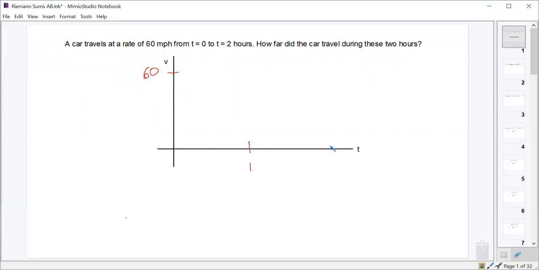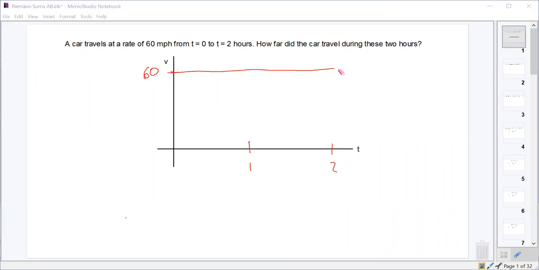There's t equals 1, t equals 2. I'm driving straight along at that exact same rate. Okay. There's the function that represents this. True? Do you all agree with that? Yeah. Now, here's the important question.